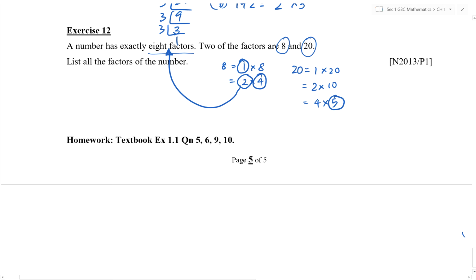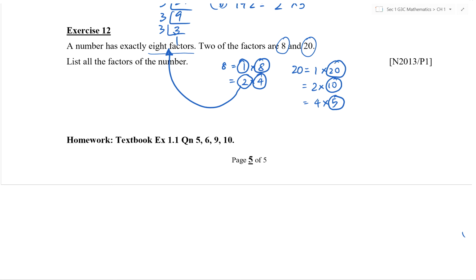What is next? 8. How many do we have already? We've got 5 factors already, huh? What is the next one? 10. And what's the next one? 20. How many do we have all together now? We have 7. I still need one more. What could it be?